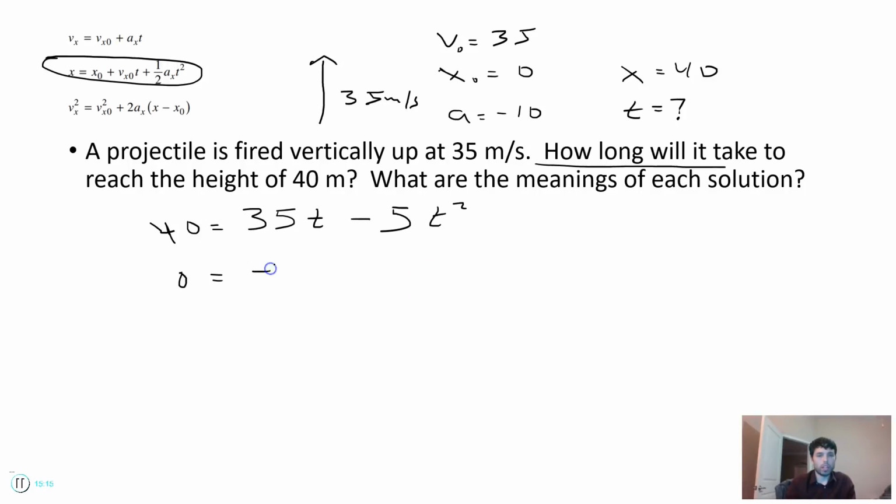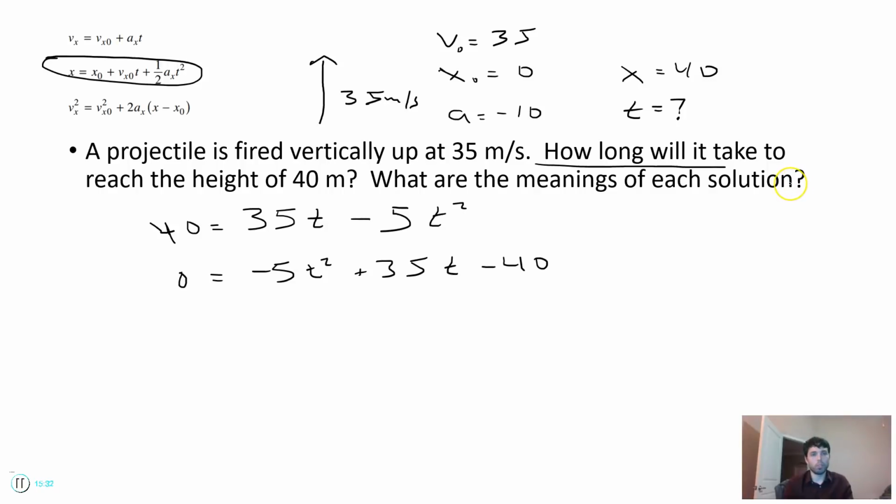Alright, so negative 5t squared plus 35t minus 40. Why did I set it up this way? Think about this for a minute. It asks us about the meanings of each solution. It implies that there's going to be more than one solution.